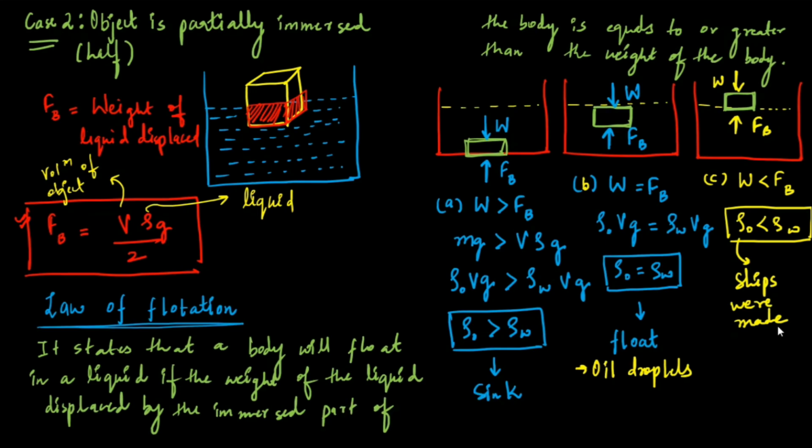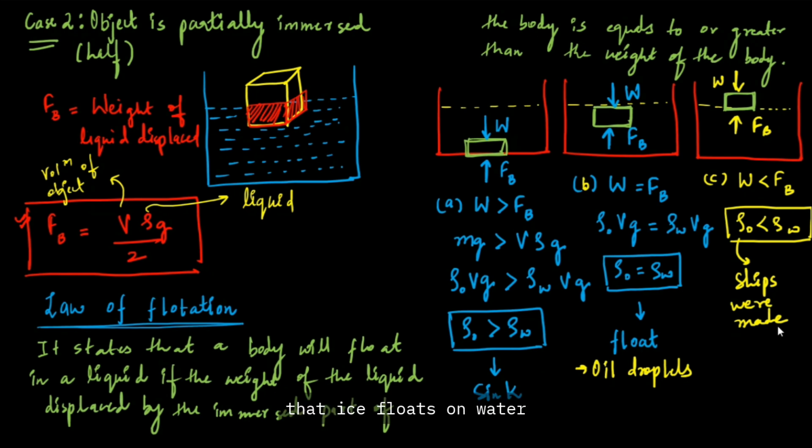There are so many examples here. A ship is generally made of steel, but the interior is made hollow so that it is capable of floating. It can displace much more water than its own weight. That is the reason why a ship floats and carries a lot of cargo.